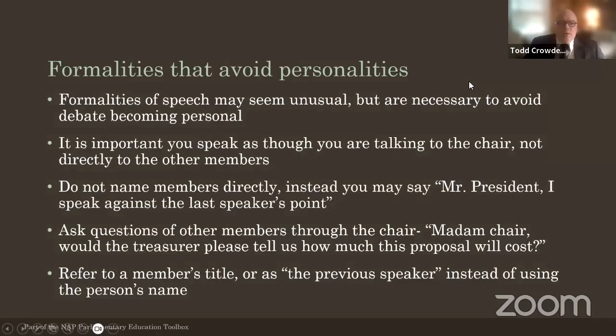Here are some formalities that avoid personalities. I think I've pretty well covered all these. Go down to the fourth bullet point: ask questions of other members through the chair. Madam Chair, would the treasurer please tell us how much this proposal will cost? That'd be a good way to put it. You don't ask a question directly of the treasurer. You ask the chair to have the treasurer tell you. Keep it through the chair. You're always talking to the chair, and you refer to a member. We've already covered that one.